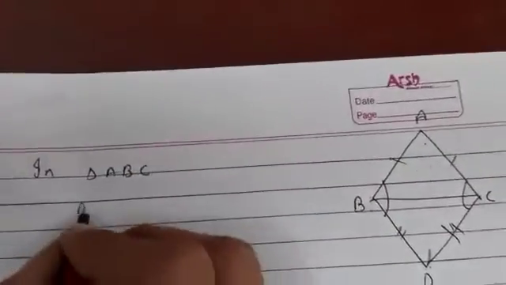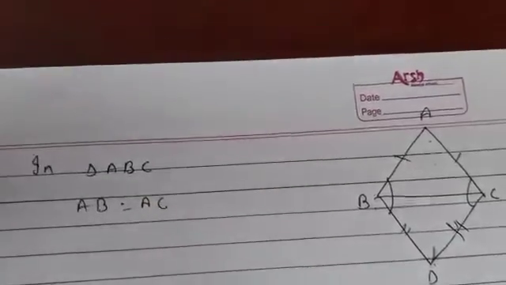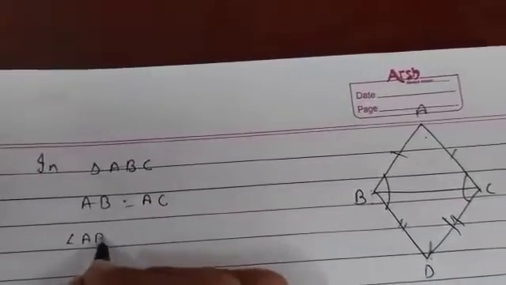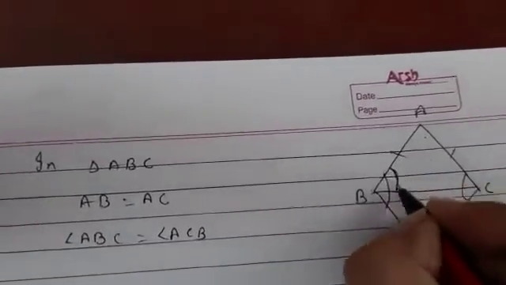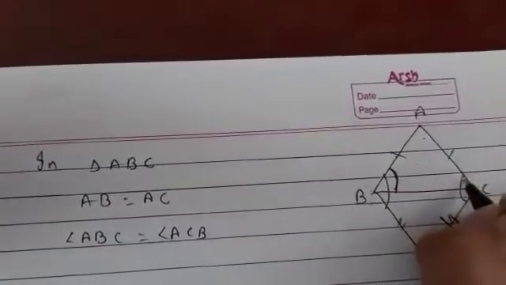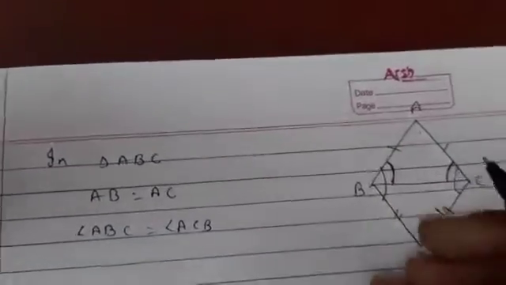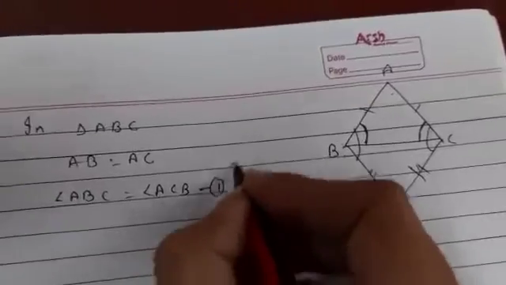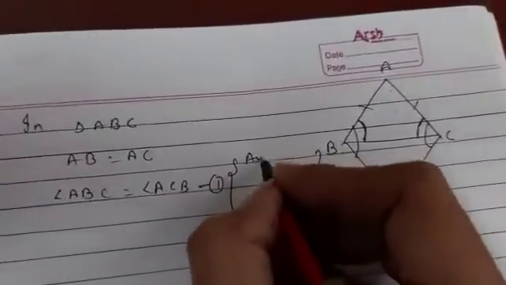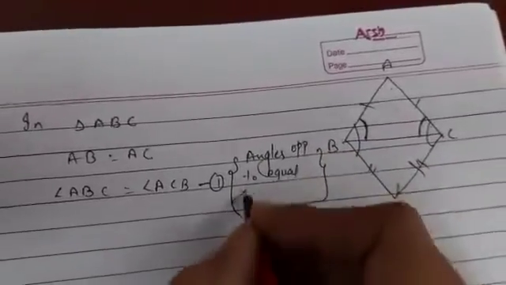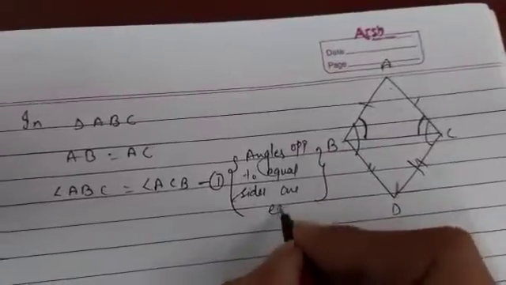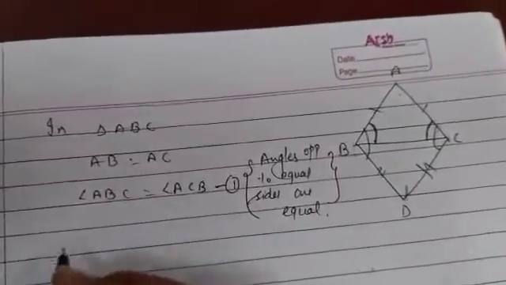So what we will do, first of all, in triangle ABC, the upper triangle, we have taken AB equal to AC. If AB equals AC, then we can write angle ABC equal to angle ACB. These angles, this upper angle opposite to this and this opposite to this, will be equal. So name it as 1. Reason also write: angles opposite to equal sides are equal. Clear?